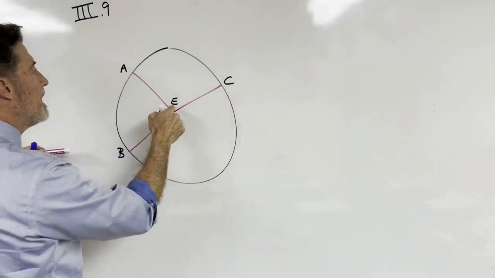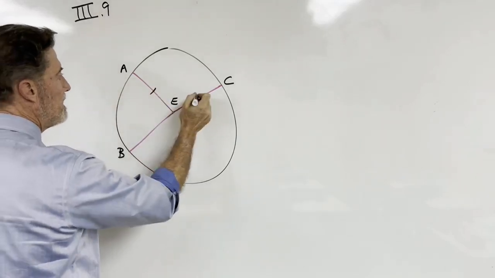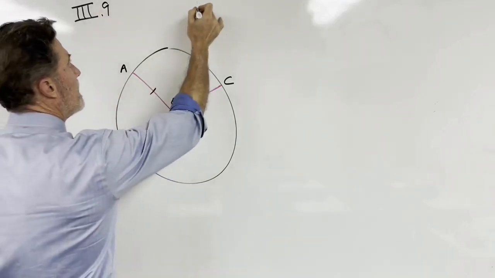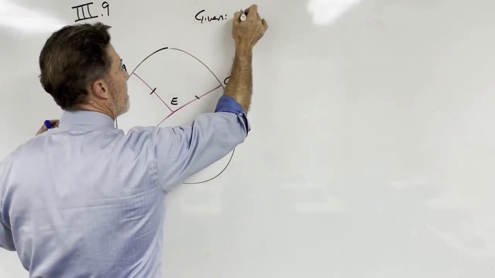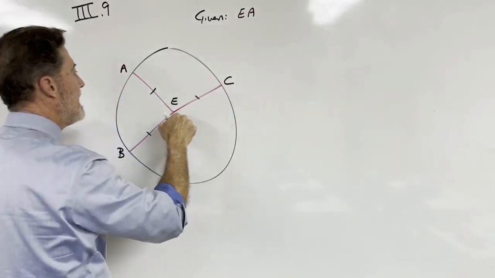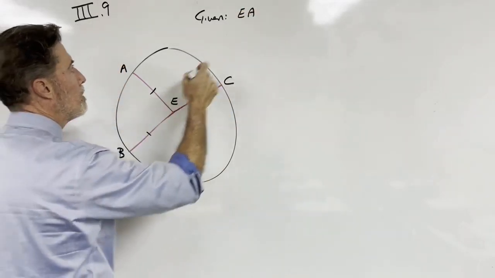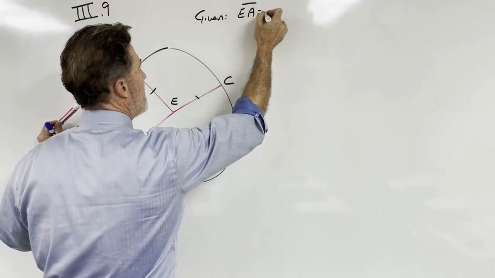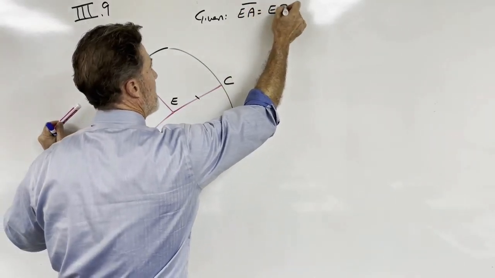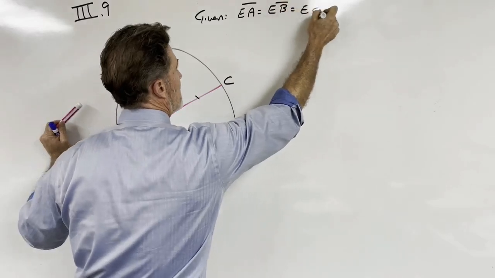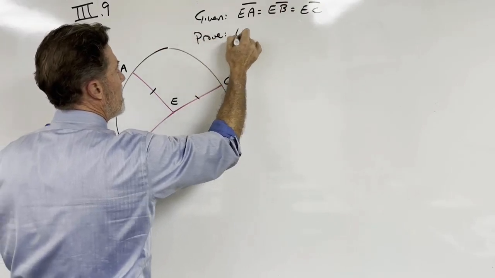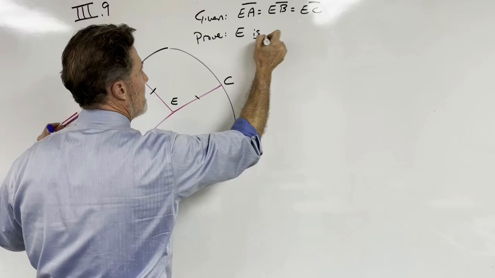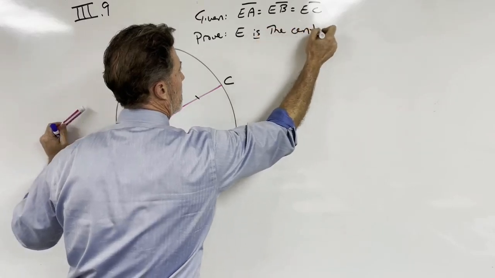So if it turns out that EA and EC and EB are all equal, here's our given. We have from this point E more than two equal lines falling from it. So EA is equal to EB, which is equal to EC. From this, we're going to prove that E is the center of the circle.